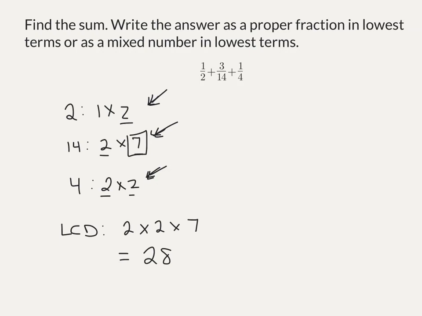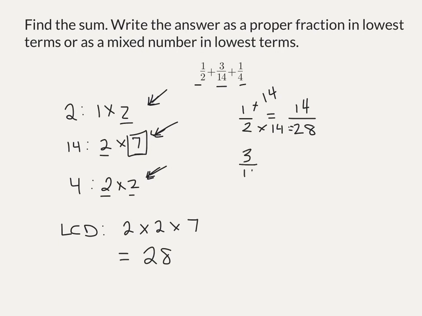Next, I want to rewrite each fraction so that they have a denominator of 28. First, we'll rewrite 1/2 as having a denominator of 28. To do that, you need to ask yourself, 2 times what number gives me 28? Well, 2 times 14 gives me 28. Whatever you do to the bottom number, you have to do to the top number. So I'm going to multiply the 1 times 14, which gives me 14 on top. So 1/2 can be rewritten as 14 over 28.